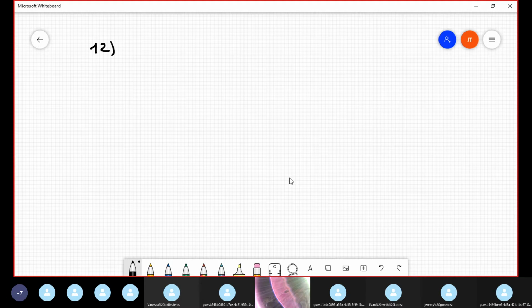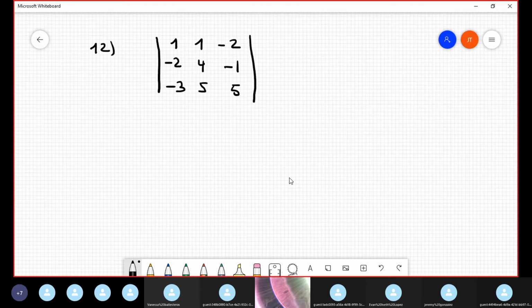We are doing question 12. Question 12 is compute the determinant. Determinant 3 by 3: 1, 2, negative 2, sorry, negative 2, 4, negative 1, negative 3, 5, 5. Compute. We can do it by hand or we can do it by GeoGebra. Okay? We can do it by GeoGebra.